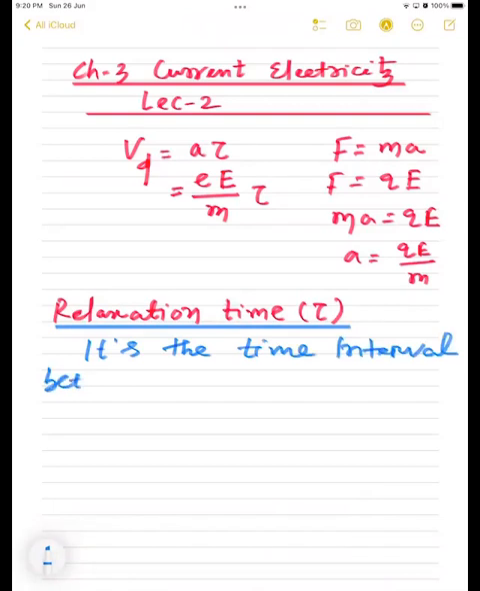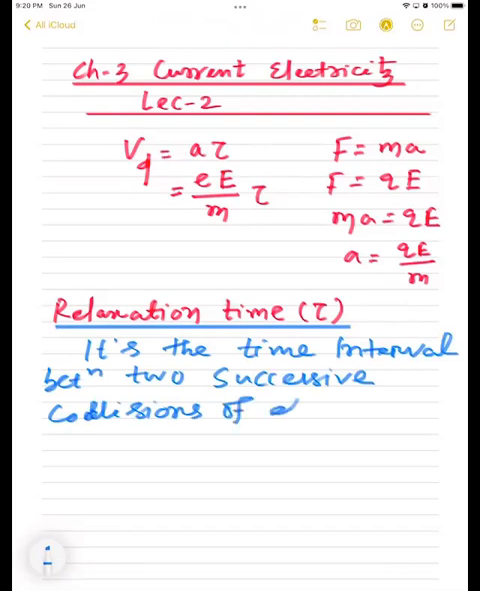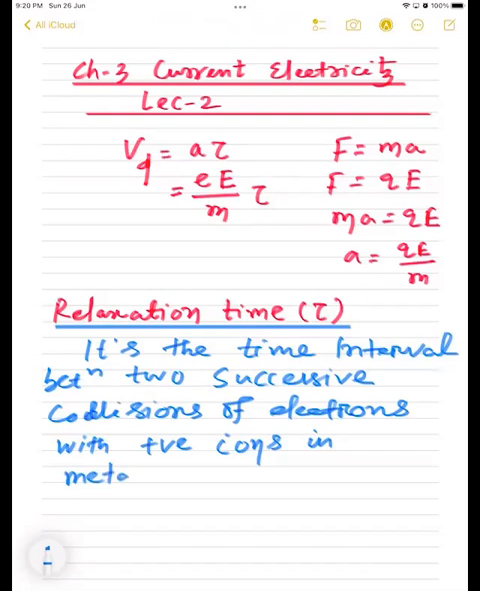It is the time interval between two successive collisions of electrons with positive ions, because electrons get attracted towards protons. Yes or no, students? Positive ions in metallic lattice, right? In metallic lattice.